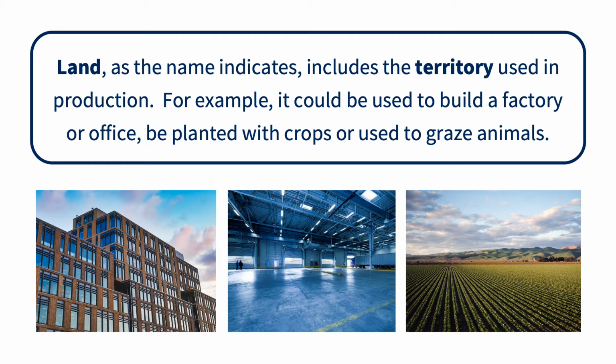Land, as the name indicates, includes the territory used in production. For example, it could be used to build a factory or office, be planted with crops, or used to graze animals. Some businesses might need a large amount of land in order to produce their good or service. For example, a supermarket distribution centre or a farm that grows wheat. Some businesses, on the other hand, may use little space relative to the amount of sales they make. A good example of this might be a software company that achieves millions in revenue from a relatively small office.